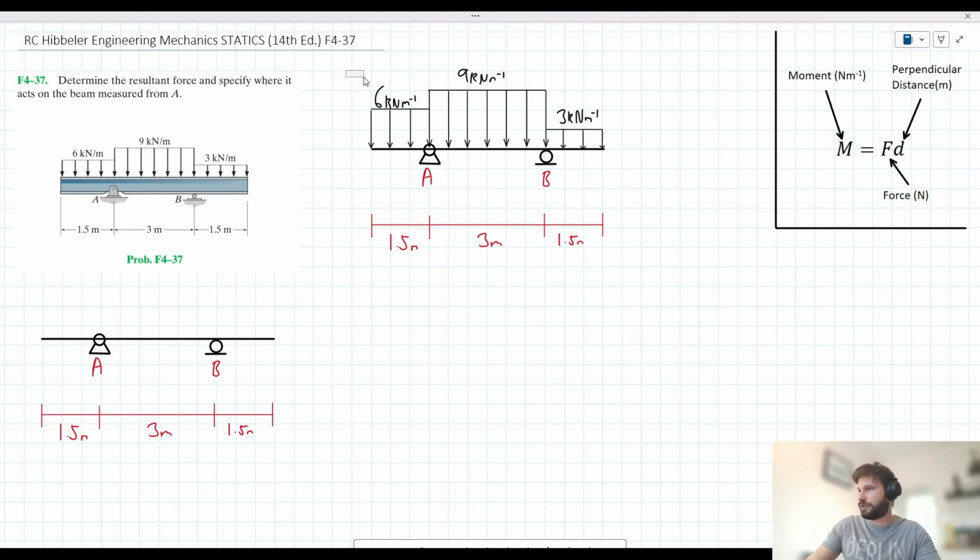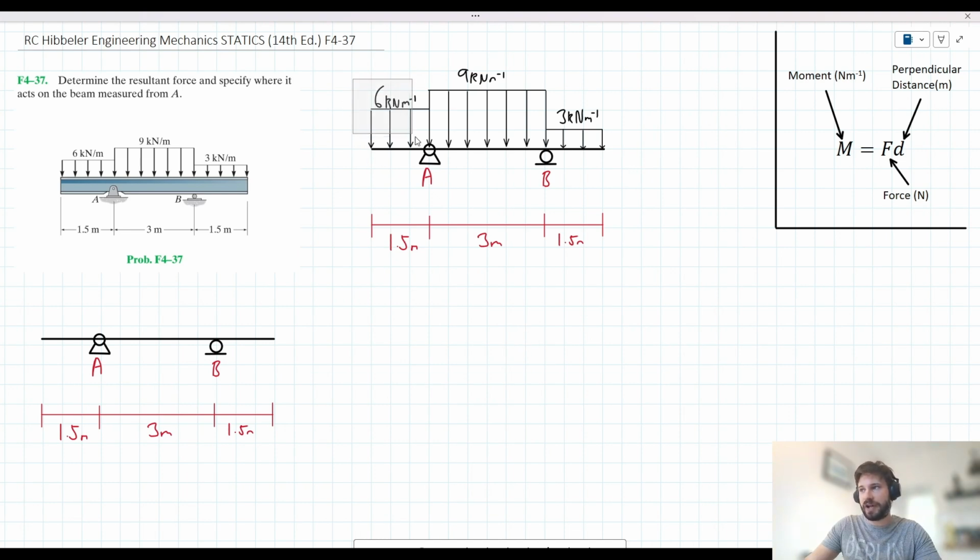I've kind of recreated this diagram here, and where I'd probably start with this problem is, first of all, distributed loads like these can be converted, in a sense, into point loads. And once we do that, this problem starts to become much easier to work with. Let's go ahead and do that then.